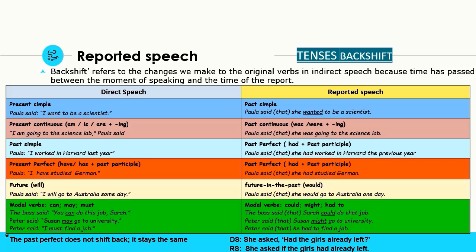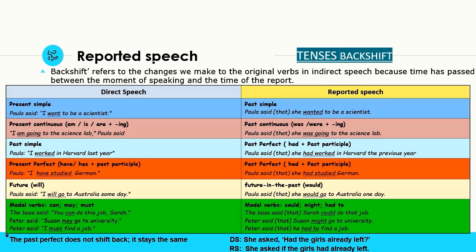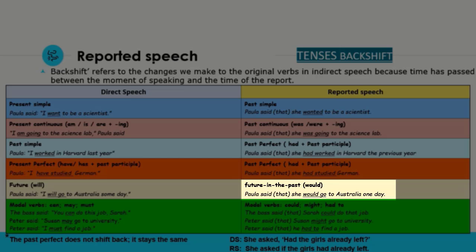In the fifth example, the future will go, like in this example, becomes the future in the past would in reported speech, like she would go to Australia.